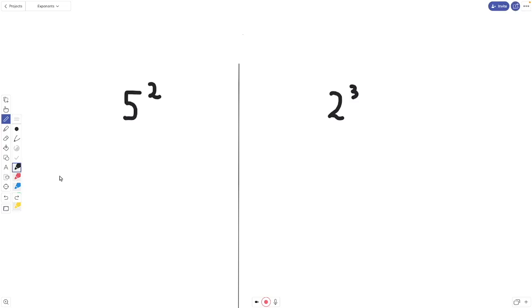Today we're going to be working on exponents and how to solve them. The good news is that it's very easy, so let's get started.